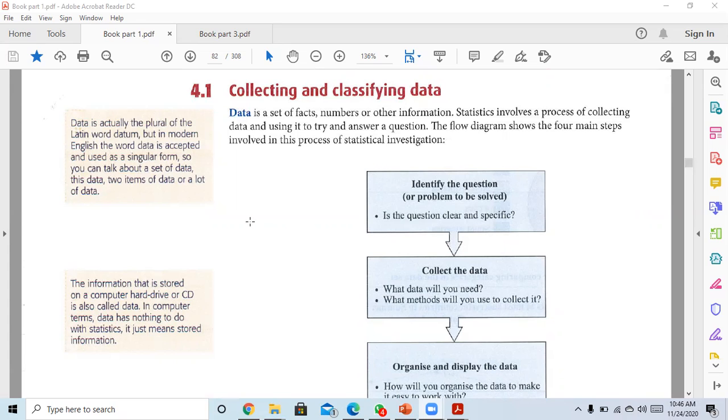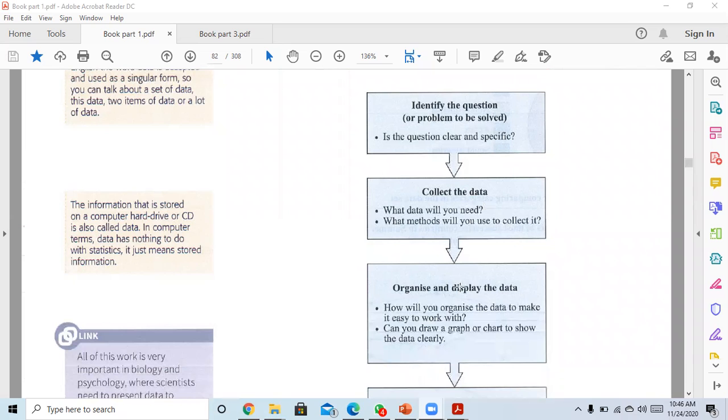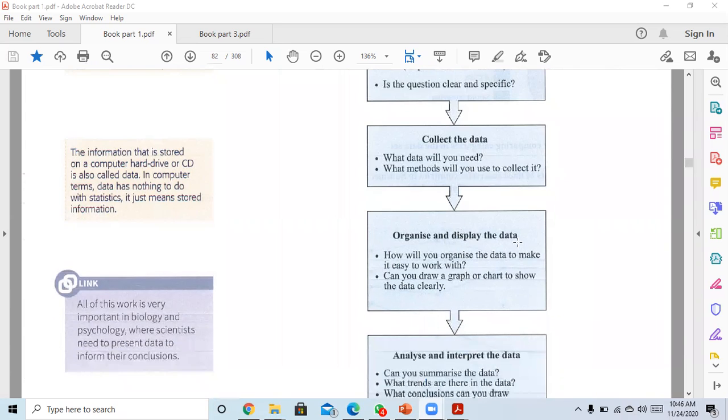Whenever you ask someone a question, especially in a survey, don't write a question that asks for their name. That is the main important thing. Now collect the data. What data will you need? What method will you use to collect it? Organize and display the data, meaning how will you organize the data to make it easy to work with? And can you draw a graph or chart to show the data clearly?